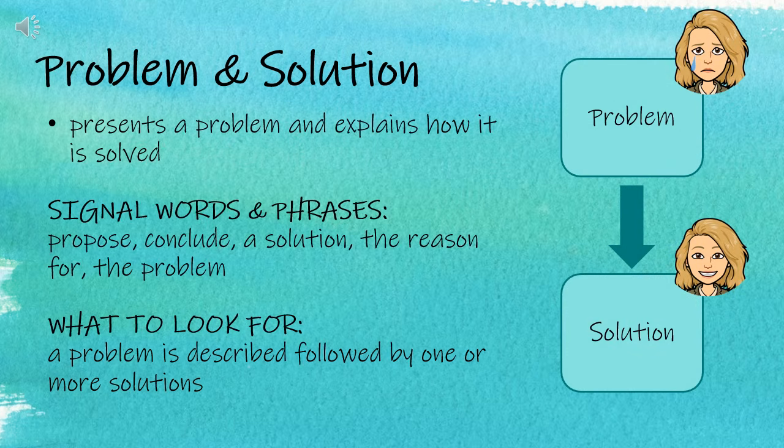The next text structure is problem and solution. This text presents a problem and explains how it's solved. The signal words and phrases that you'll see as clues are propose, conclude, a solution, the reason for, and the problem. You should also look for a problem that's being described, followed by one or more solutions.